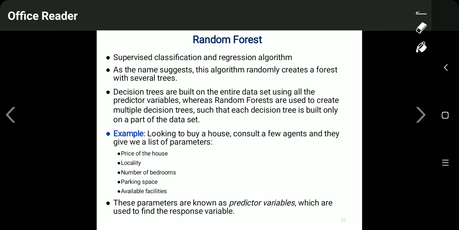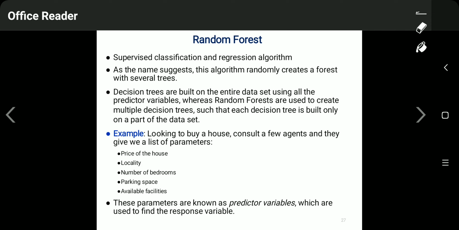If we talk about a decision tree, it works on the data set. Basically the decision tree is constructed by using all the predictor variables present in the data set. While in the case of the random forest, some of the predictor variables are used to construct the individual decision trees. Similarly, we construct a set of a certain number of decision trees, and finally the decision obtained by the majority of the decision trees among the forest is taken as the final decision, the final answer.